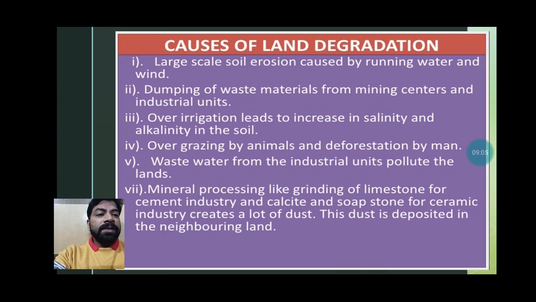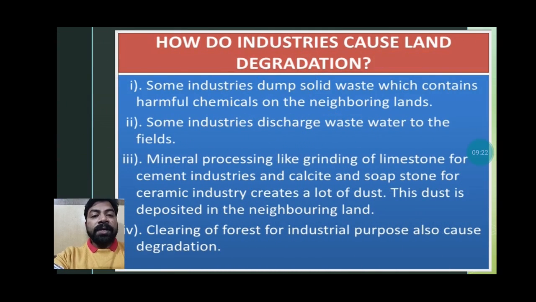Wastewater from the industrial units also pollutes land. Mineral processing like grinding of limestone for the cement industry and calcite and soapstone for the ceramic industry creates a lot of dust. This dust is deposited in the neighboring land. So this way also cultivable land can become barren land.